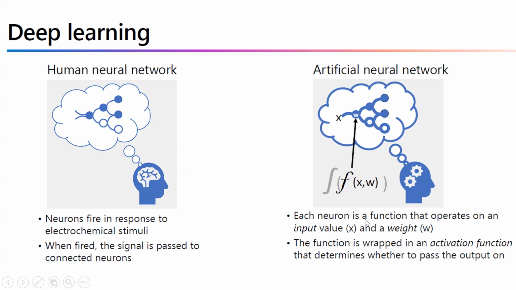Each neuron is a function that operates on an input X and weight Y. The function is wrapped in an activation function that determines whether to pass the output on or not. So this is a little bit complex. In the next class, I will show you in action.